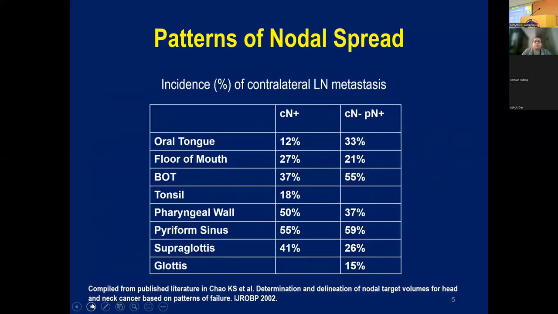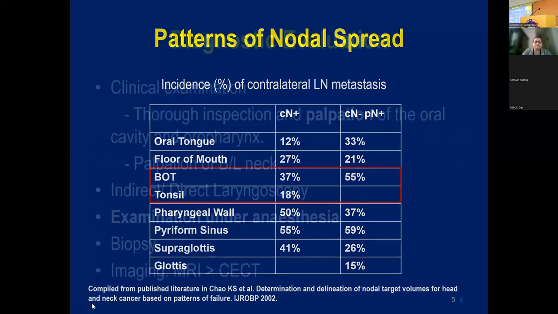Now, what about the incidence of contralateral lymph node metastasis? Here also, if you look at the base of tongue, there is a very high chance of contralateral lymph node metastasis, not so for the tonsil if it fits certain criteria.